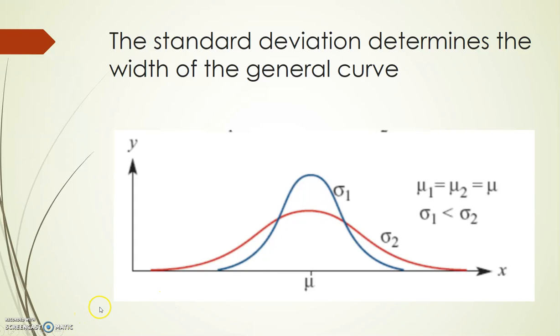In summary, the standard deviation determines the width of the general curve, and the mean of the distribution determines the location of the general curve.